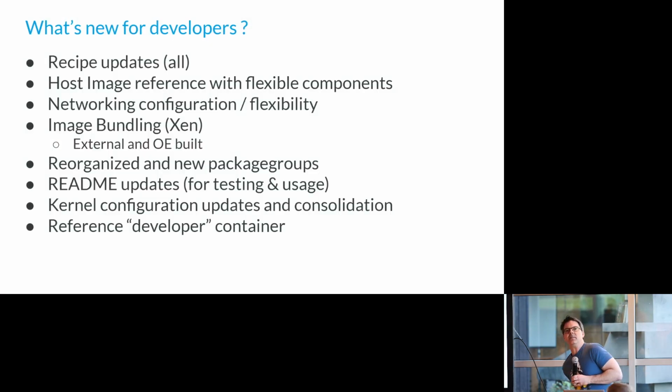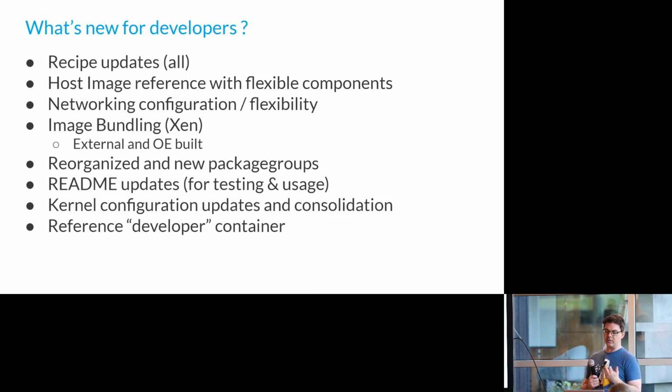What's new and soon to be new? I don't know how I'm doing for time. Oh, 17 minutes, good. What's new for developers? As usual, there's recipe updates. This is what you'll see now and what's been done in the last release. The host image reference with flexible components is there. I changed the networking configuration and flexibility. The image bundling for Xen is now different. You can actually have an external image or an OE built guest in Xen and bundle it into the thing. The reason that was important for Xen is there's a lot of RTOSes running for automotive, for example, that don't get built by OpenEmbedded right now, and you need to bundle it onto the image to test it.